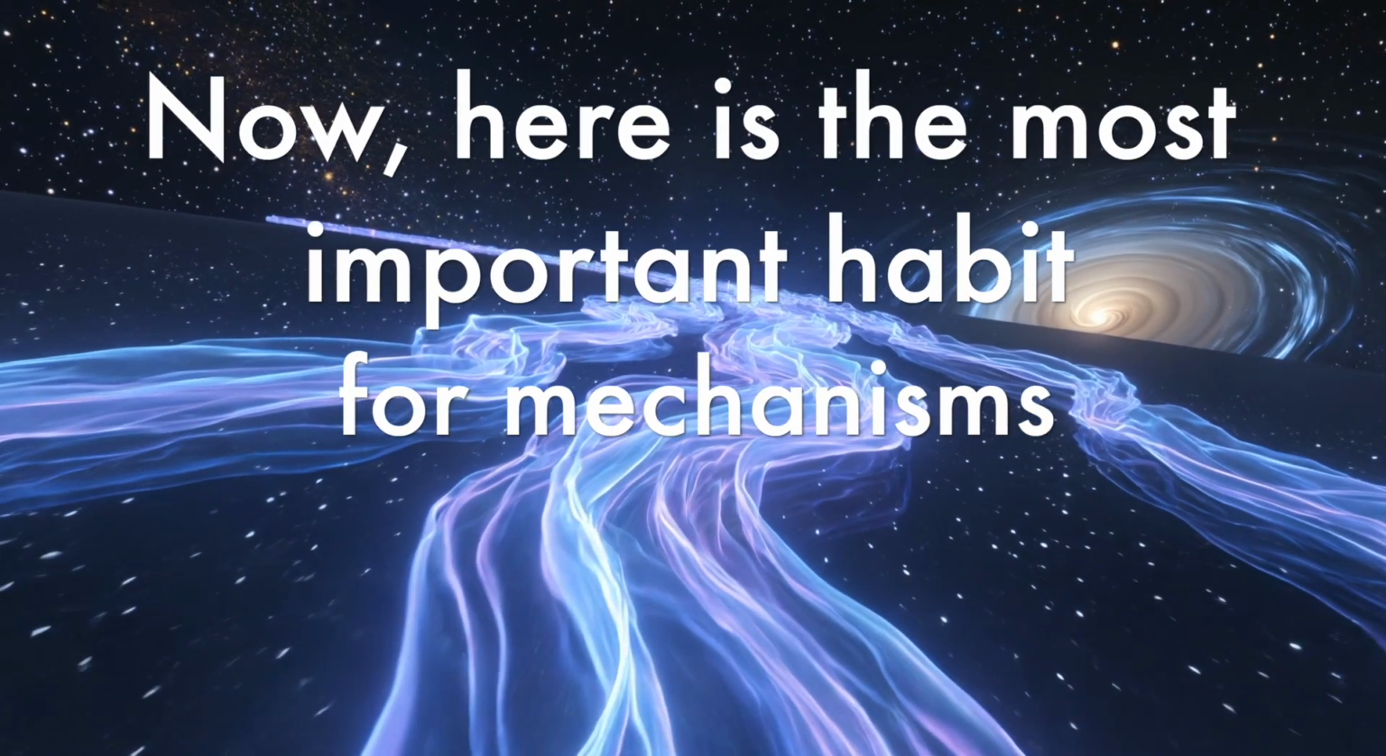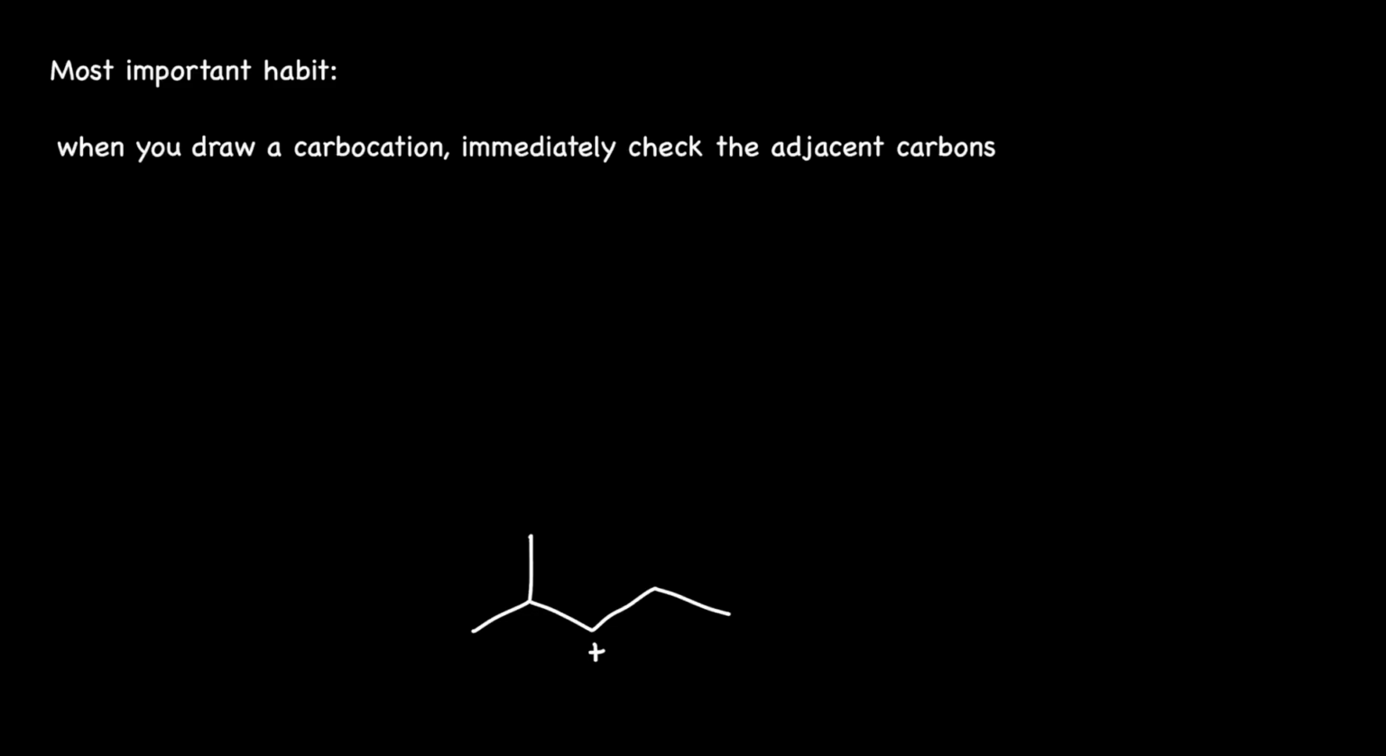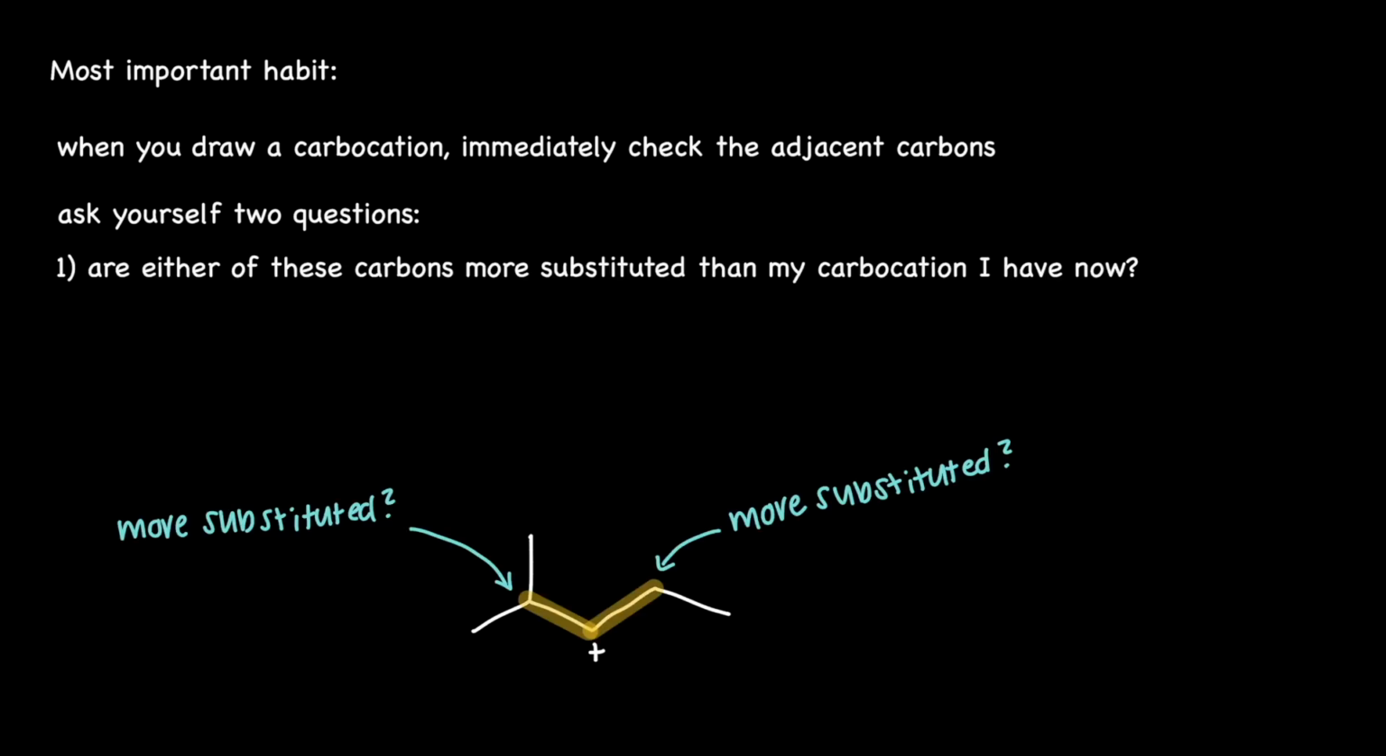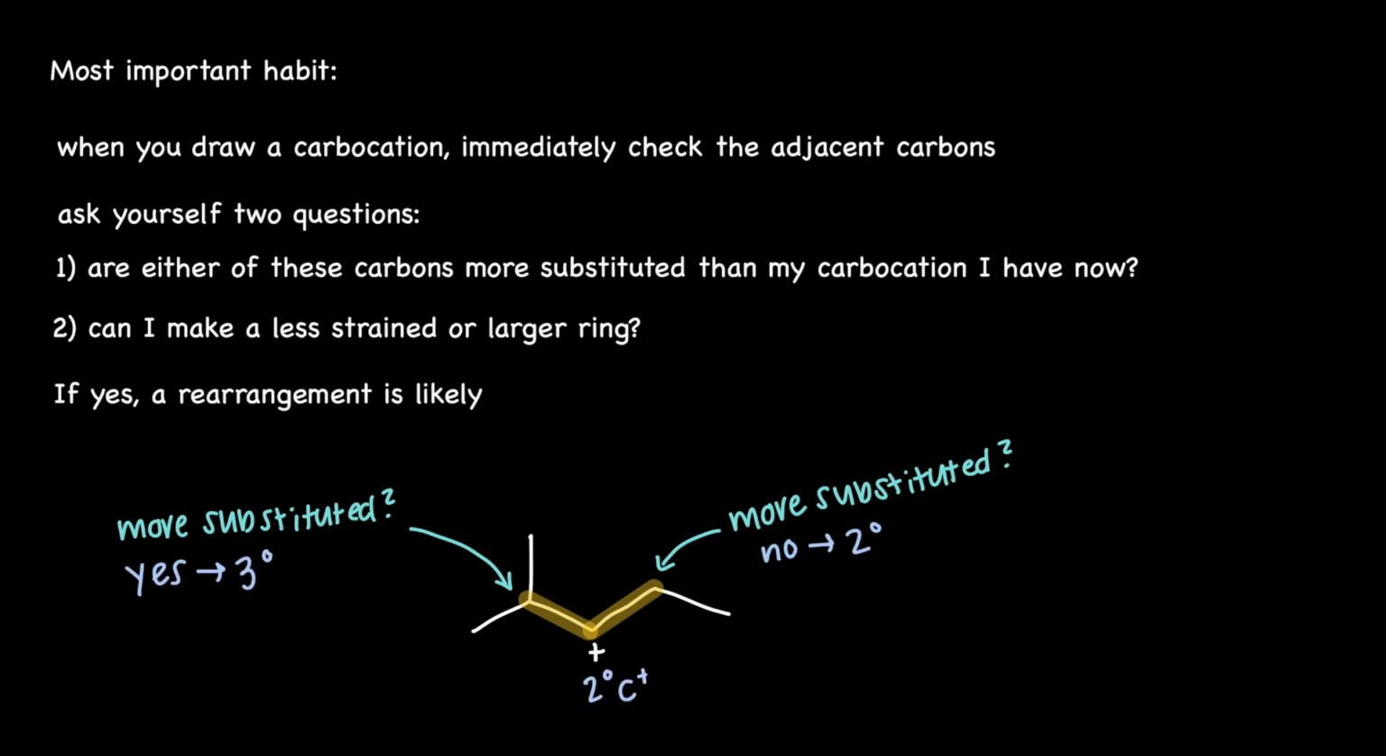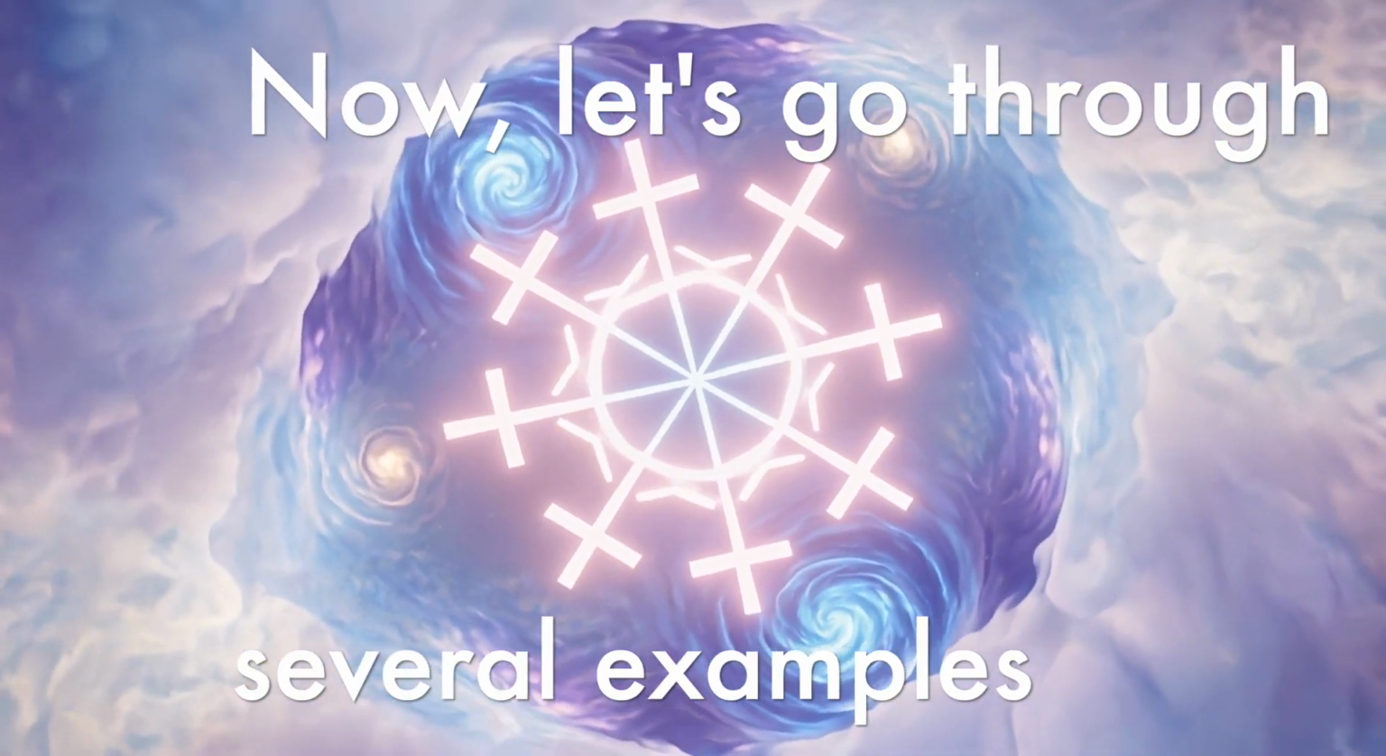Now here is the most important habit for mechanisms. The second you draw a carbocation, immediately check the adjacent carbons. Ask yourself 2 questions. Are either of these carbons more substituted than my carbocation I have now? Or can I make a less strained or larger ring? If yes, a rearrangement is likely. Now let's go through several examples.